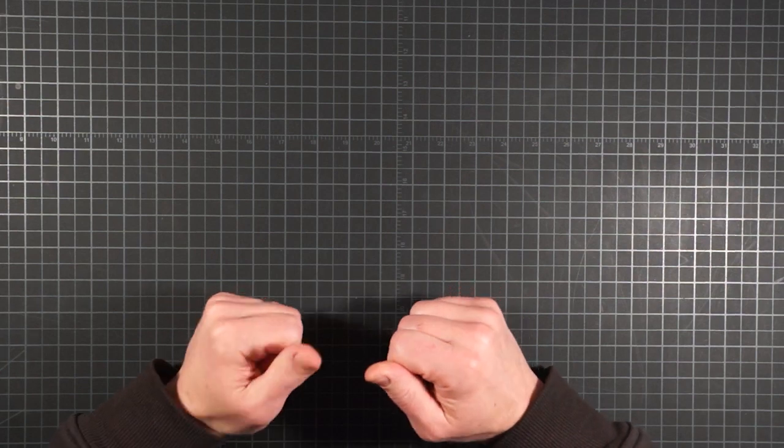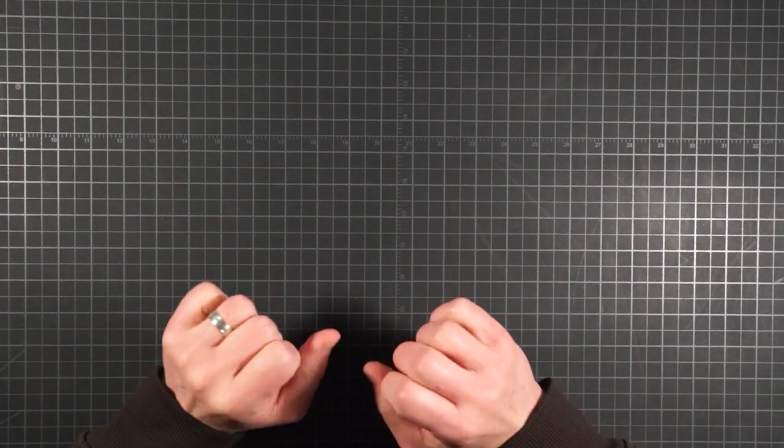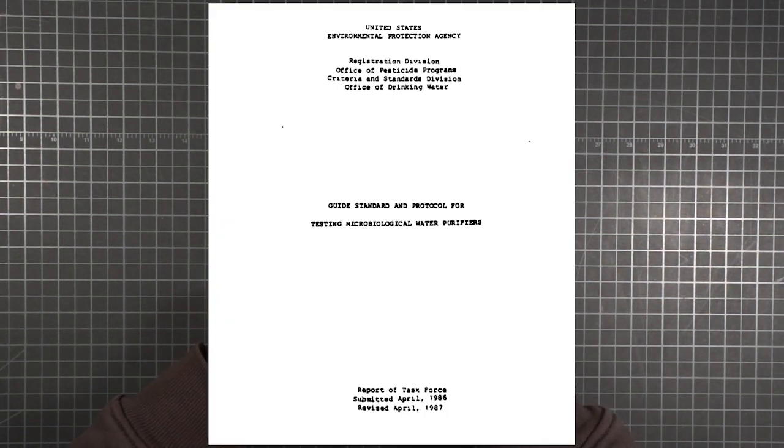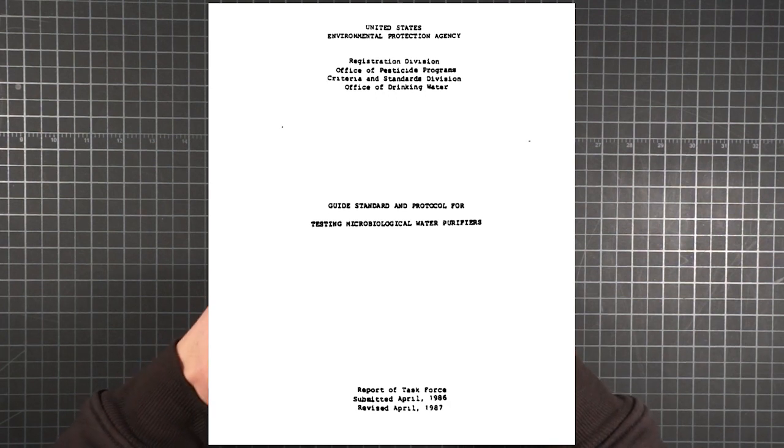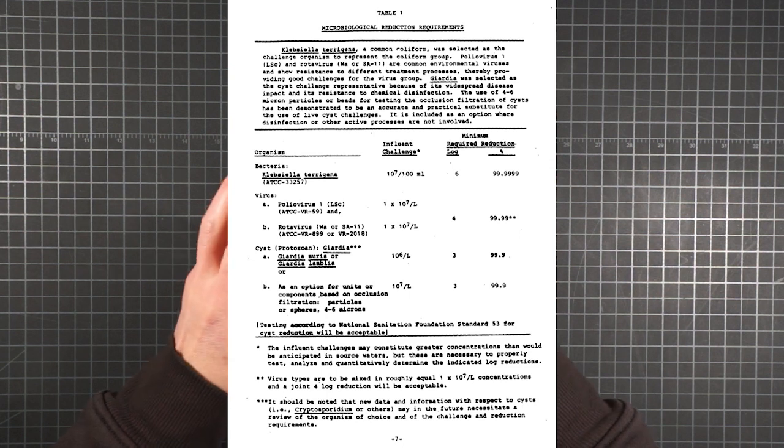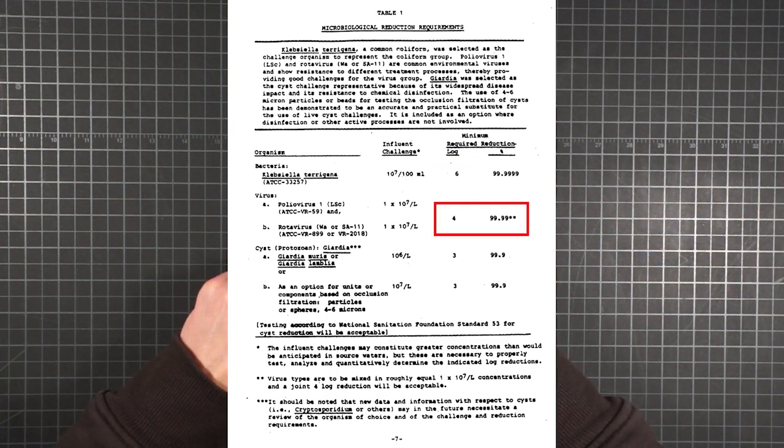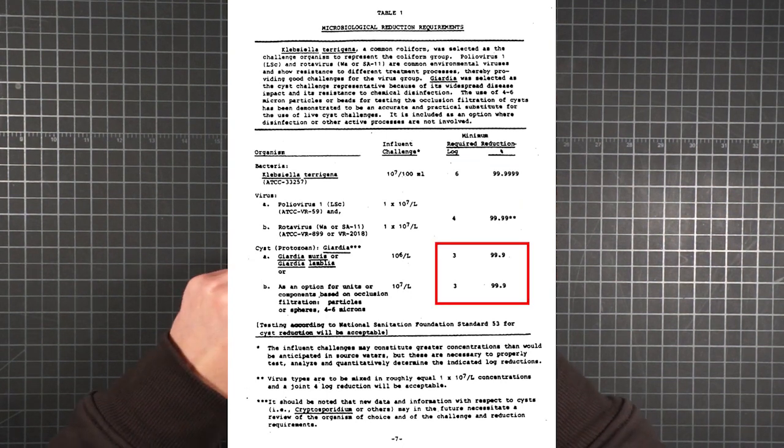So preventative measures bring us finally to talk of the filters themselves. In the US, the standard for microbiological water purifiers is set by the EPA. In order to call your product a purifier, it must eliminate at least 6 log of bacteria, 4 log of viruses, and 3 log of protozoa.